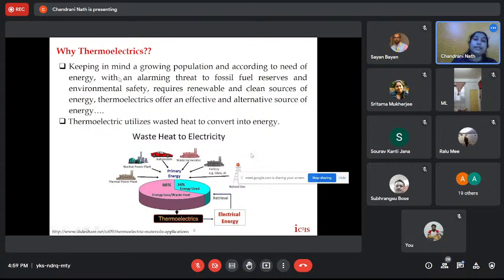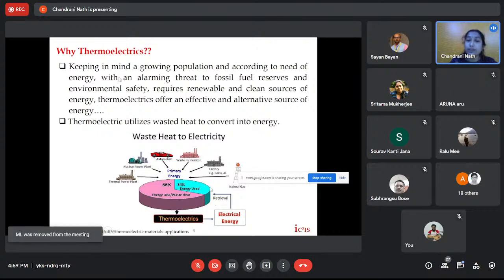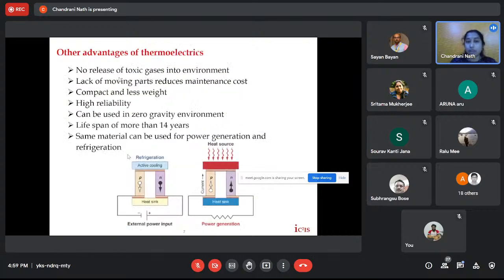So from this diagram, we can see that most of the energy that we use, almost 66%, goes out as waste heat. That means the more we use, the more we waste. So these thermoelectrics can offer an alternative to recover this waste heat and use it to power other devices. Okay, so let's see what are the other advantages of thermoelectrics.